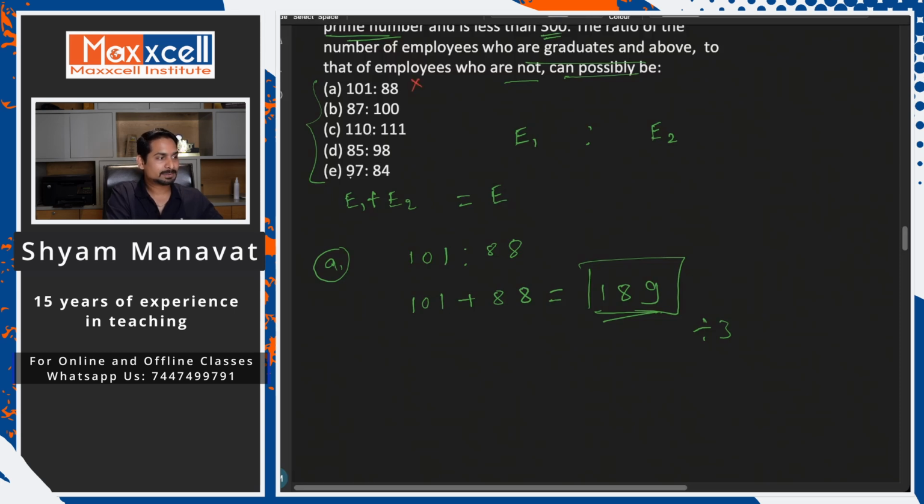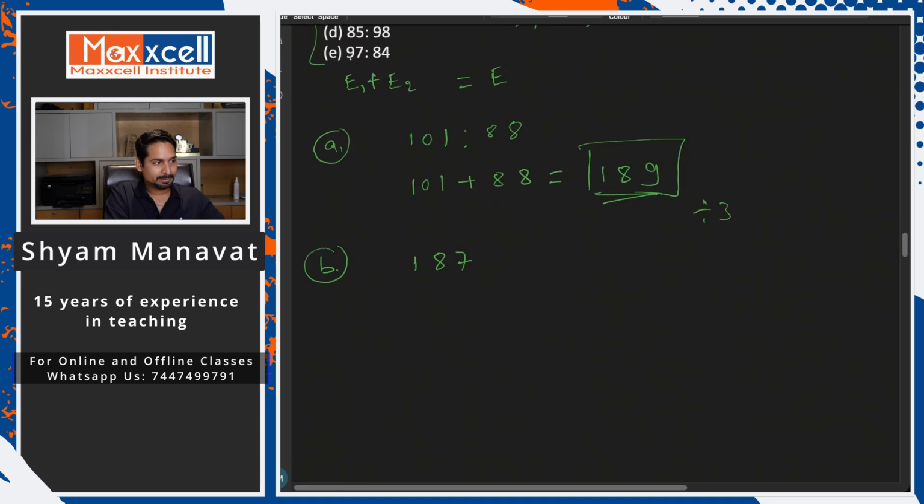Let's see the second option, option B. What do we have? 87 and 100. So we got 187. We will not be able to figure out immediately which number this is divisible by. So what do we do in that case? Let me apply test 1 and test 2 there. So let's see test 1.